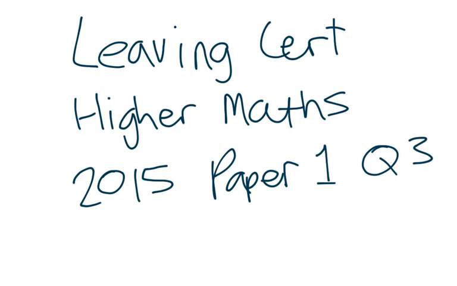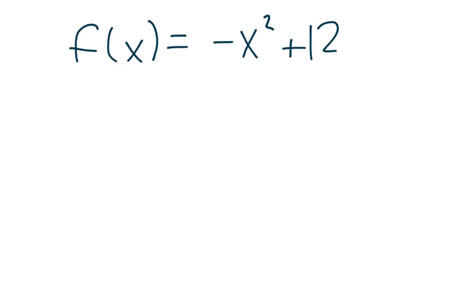Hi guys, so this is the solution for the 2015 paper 1 question 3. So the question asks, first the question gives us f of x equals minus x squared plus 12x minus 27. For the first part, it gives us a table and asks us to complete the table.